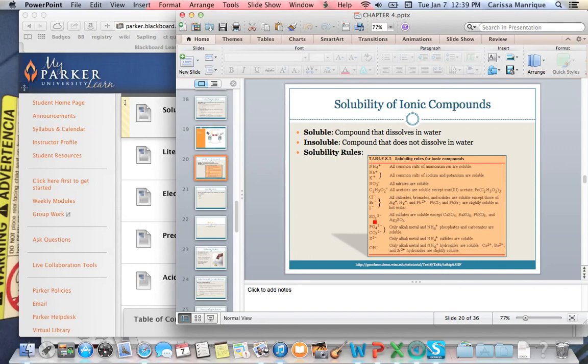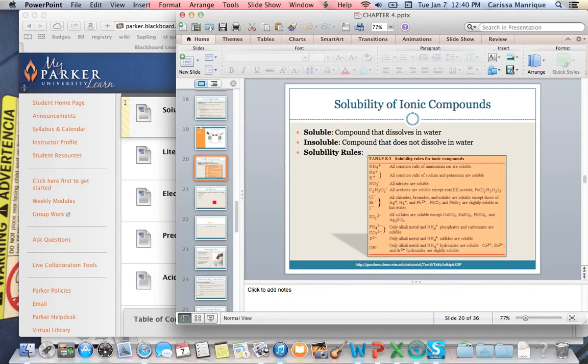If you look at sulfates, all are soluble except the ones with calcium, barium, and lead. PO4, so your phosphates, carbonates, and sulfites, aren't soluble really at all except with NH4. But we saw up here all NH4s are soluble. And then OH, only alkali metals and NH4 are soluble. Okay. So those are some rules.